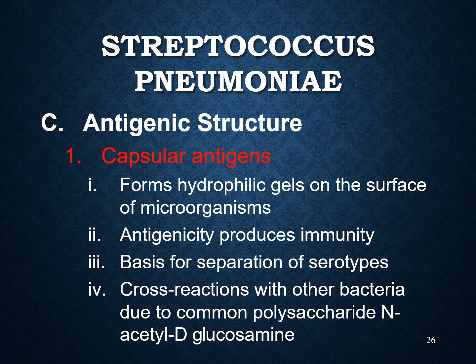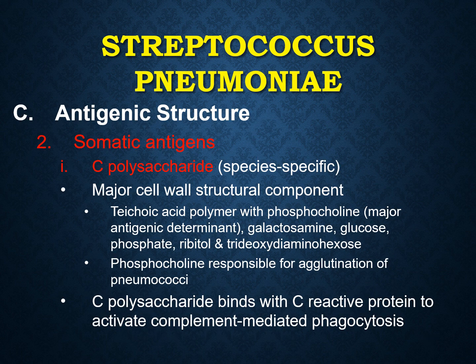With this, the capsular antigens. The capsular antigens form hydrophilic gels on the surface of the microorganism. The antigenicity produces immunity, and these capsular antigens are the basis for separation of various serotypes of Streptococcus pneumoniae. These capsular antigens may sometimes cross-react with other bacteria due to the common polysaccharide NAG, that is N-acetyl D-glucosamine. Apart from the capsular antigen, somatic antigens are also there in Streptococcus pneumoniae.